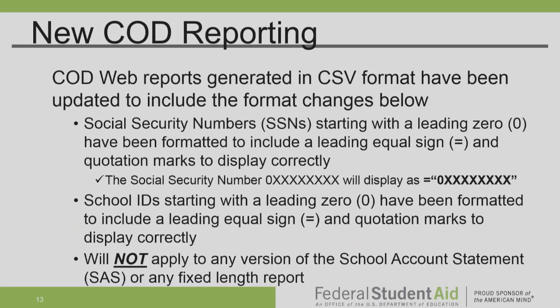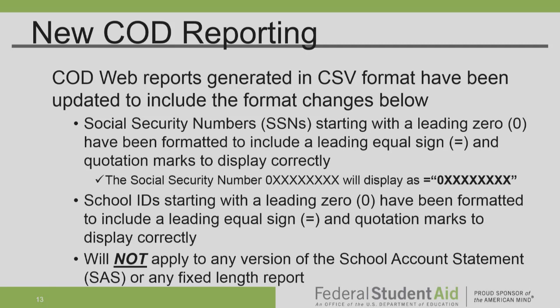COD web reports generated in CSV formats have been updated to include the format changes that you see here. Social Security numbers that start with a leading 0 that in the past you had to monkey with, right, to get that to fill out properly are now going to be taken care of for you by us adding, as you can see down here, an equal sign and quotation marks. And you'll see the result up there. So now you don't have to mess with how you get that data in there and get that leading 0 in there for all those SSN numbers that are on that report that you pulled. That's going to be a nice thing to have, right?